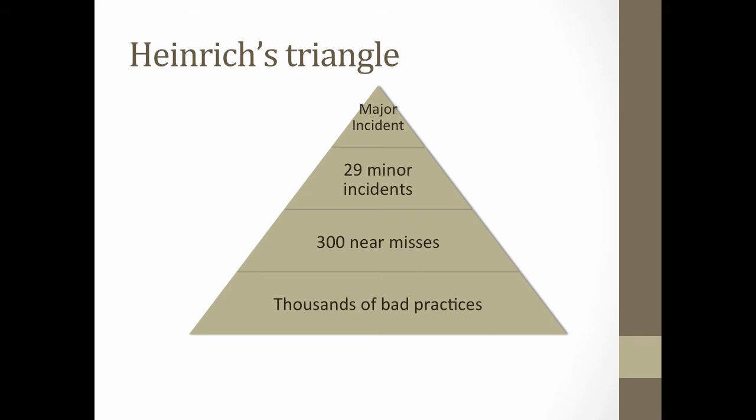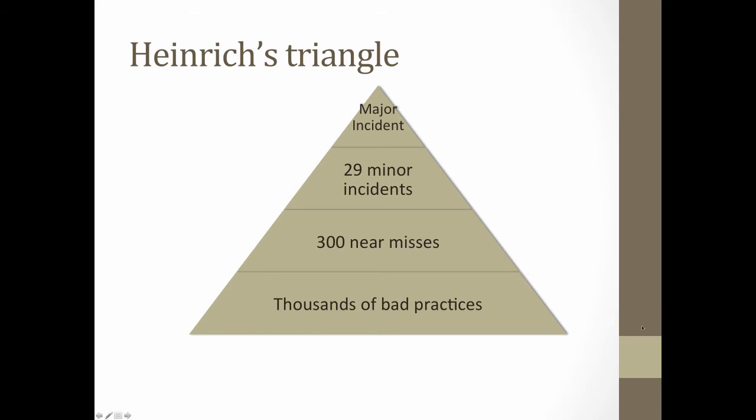You see different versions of it. First of all, don't take these numbers as truth. They're more illustrative examples of the more general point that Heinrich made, and that is that major incidents do occur, but they're relatively rare given the potential for accidents or adverse events in organizations. So Heinrich documented that for every major event, there are thousands of bad practices going on. Thousands of bad practices turn into plenty of near misses, which then yield fewer minor incidents and then the rare major incidents.